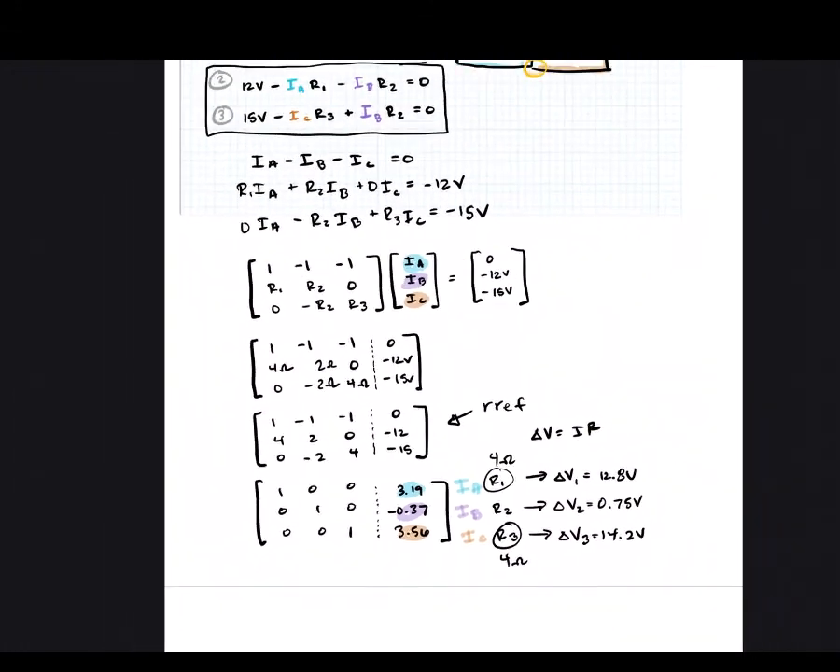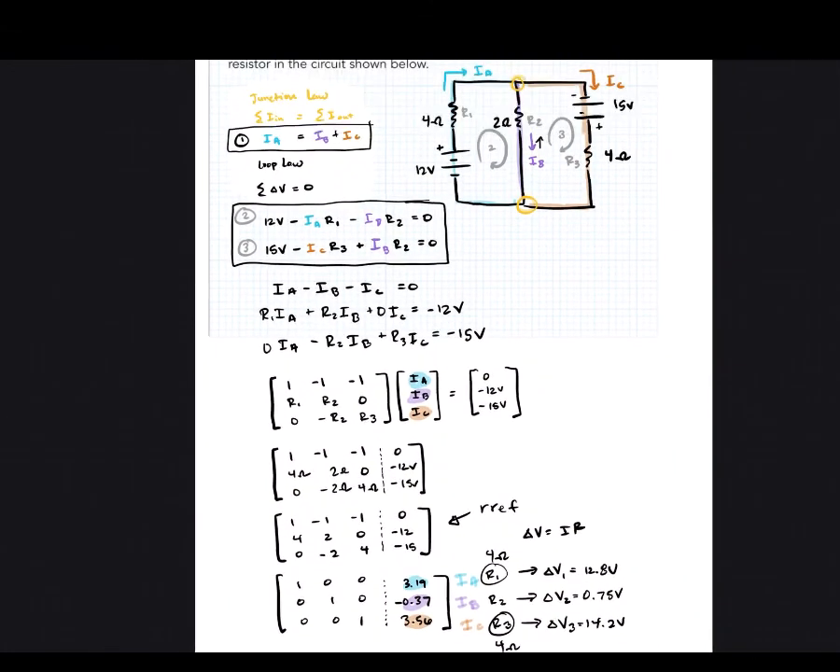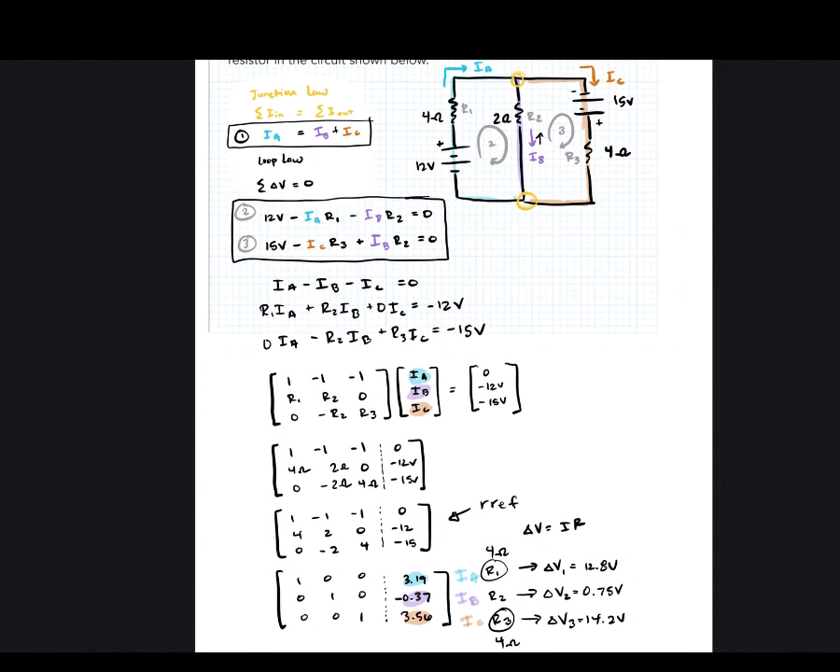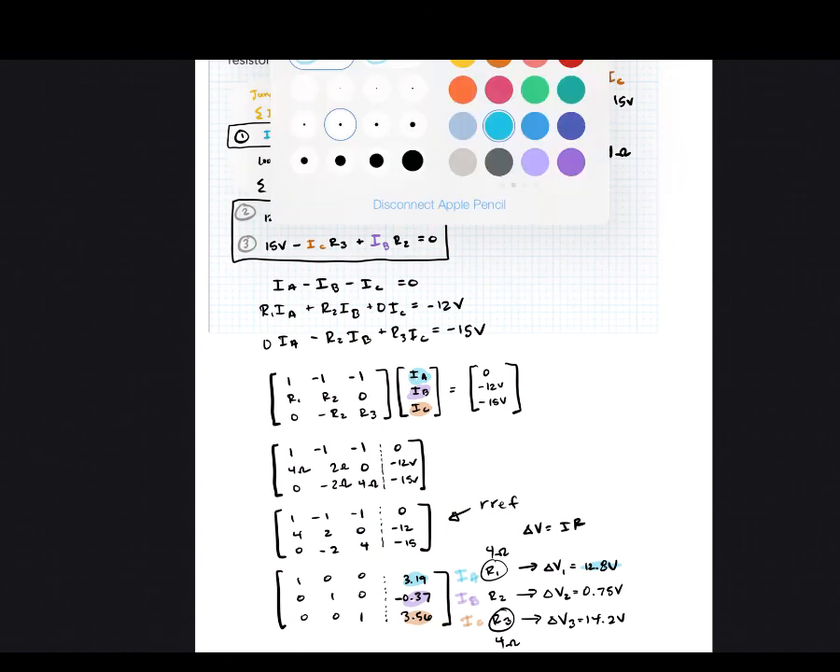All right, so if you look back at this whole problem, you can see we used 2 of the 3 loop laws and 1 of the 2 junction laws, and we used them to find all of the different values we were asked for.